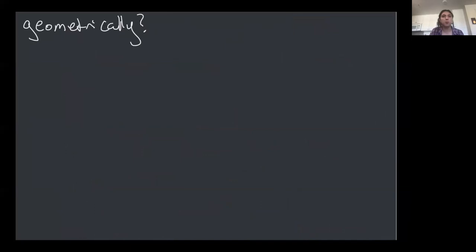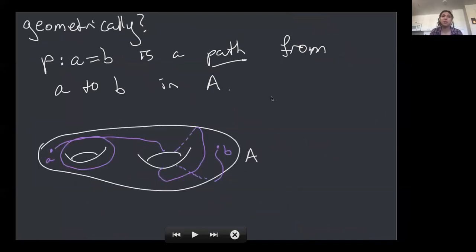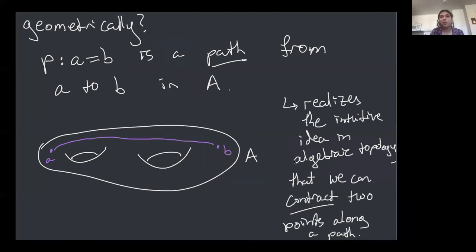Okay, so what do these mean geometrically? I've already sort of spoiled things a little bit. P of type A equals B, we can think of as a path from A to B in A. So that path might be super chaotic. Here's my space A, it's like a genus two surface. And there's this really kooky path from A to B. Obviously we almost never draw it like that. We almost always draw it just as a straight line, but it's important to remember that the path could be really complicated.